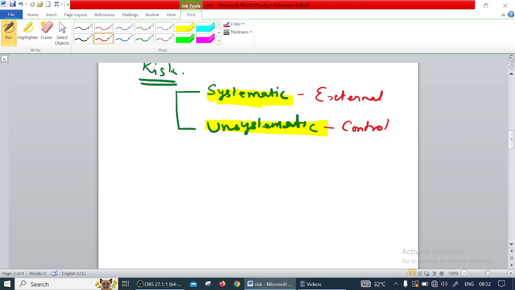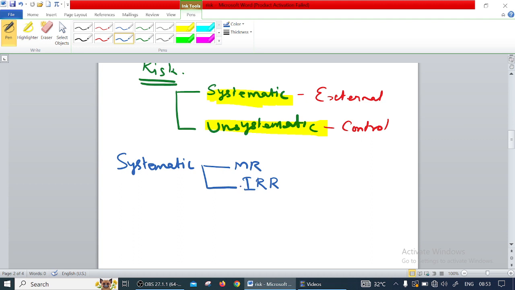Now we will discuss what the systematic risks are. Systematic risk includes market risk, then interest rate risk. Please write down: market risk means changes in the market conditions. The second one is interest rate risk, which is changes in the interest rate.